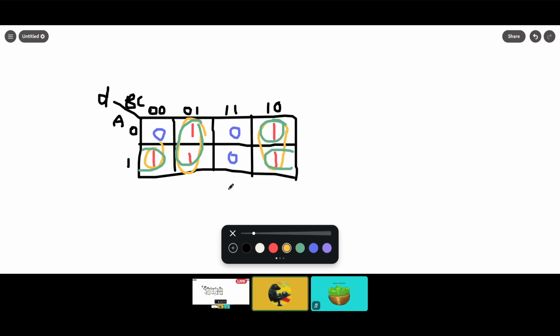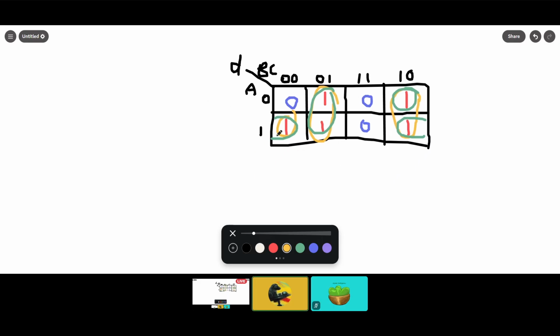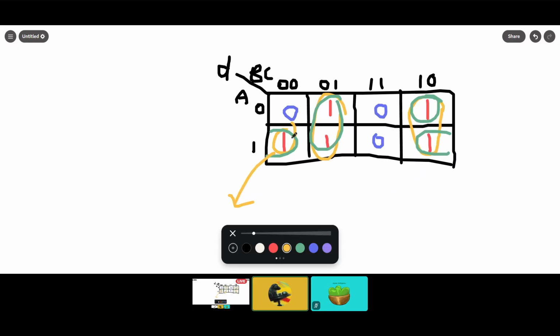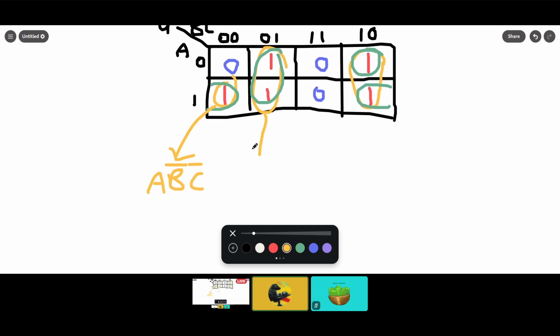And then remember the next step, we need to look at each individual group. So let's look at this group first. In this group, there's only one case when D is 1. And that is A has to be 1, B has to be 0, C has to be 0. Let's look at this case now.